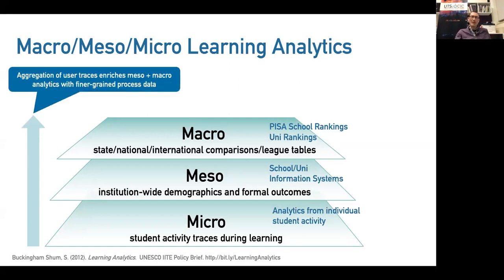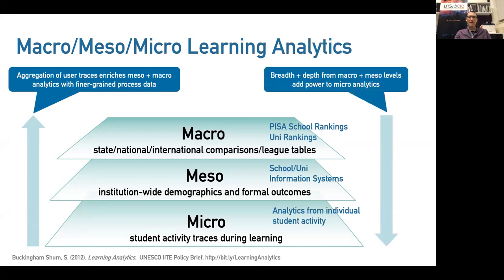And I also pointed out that I expected to see the micro layers informing the meso layers, informing the macro layers, and that we would aggregate user traces up the tree, so to speak. And that similarly, as we built larger and larger data sets at the meso and macro levels, they would then potentially add power to the micro level analytics. So for example, if you are a multinational learning platform company, you have got data at the macro level from micro-level analytics. That allows you to look at what students are doing all over the world in different contexts within a common environment. Okay.